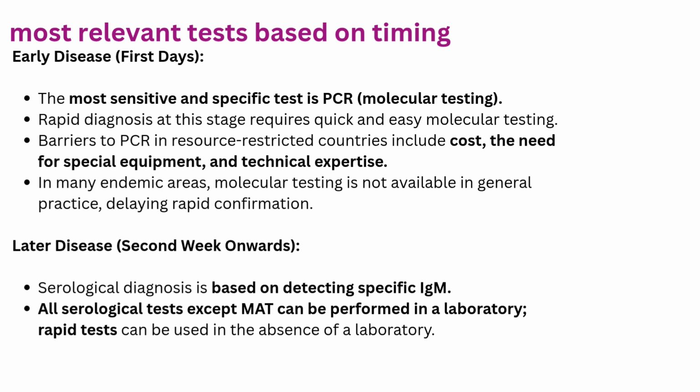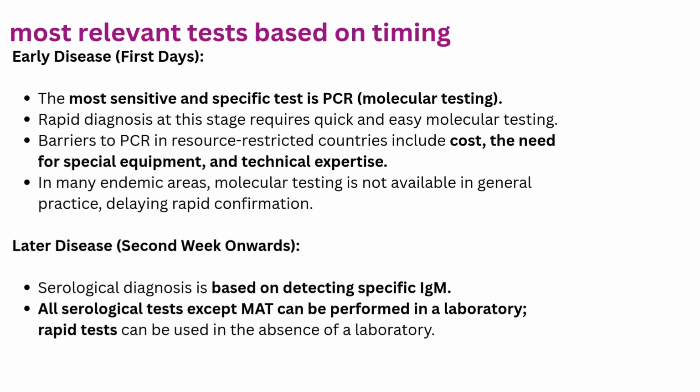So in the early stages of leptospirosis, specifically the first few days, the most effective and reliable test is PCR or molecular testing. It is essential because it allows for a rapid diagnosis, which is crucial when time is of the essence. However, this isn't without its challenges. In resource-restricted countries, PCR can be costly and requires specialized equipment along with technical expertise, making it less accessible. This often results in delayed confirmation of the disease in many endemic areas.